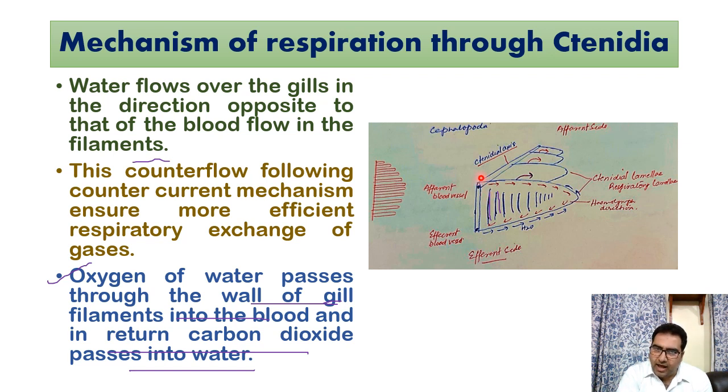The lamellae are broader near the Ctenidial axis, and they become narrow toward the apex. And secondly, they are longer in the middle, and they become narrower toward the afferent side. So this is also another thing.